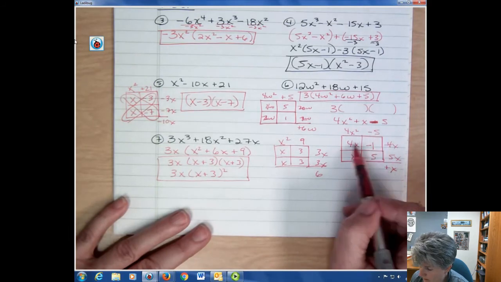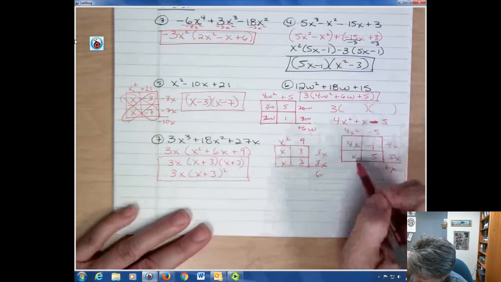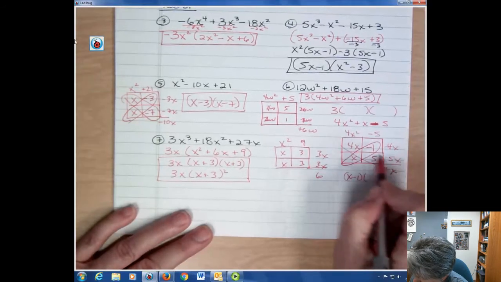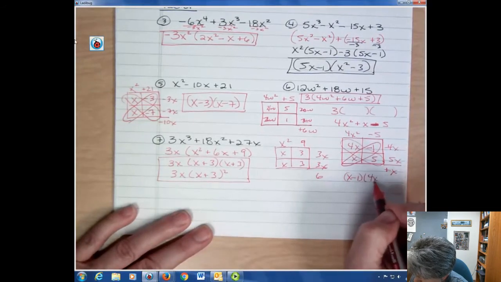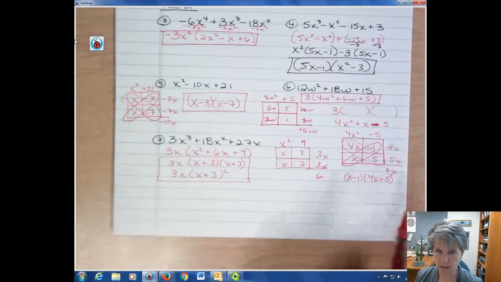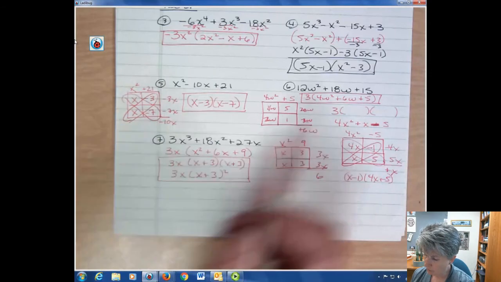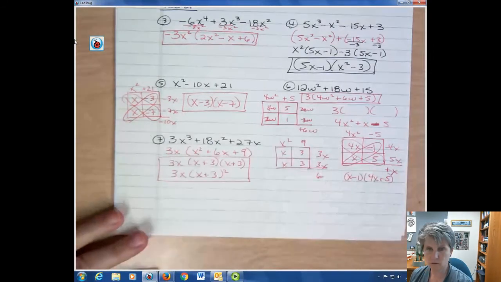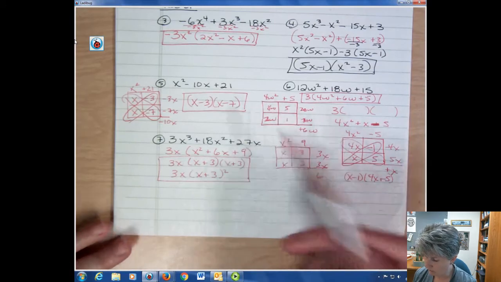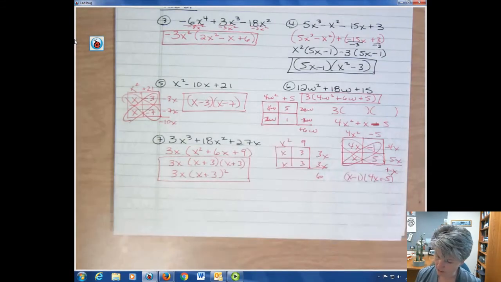And 4x times x is 4x squared. So my answer would be on the diagonal, x minus 1 and 4x plus 5. So you can use the box to factor any trinomial that's actually factorable. This one was not, so there's no point in trying it, but you can try it, but there's no way to do it. You can't force the box to give you an answer if there's no answer to be had.